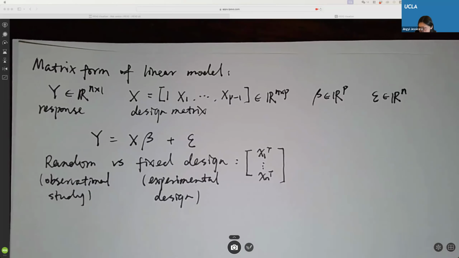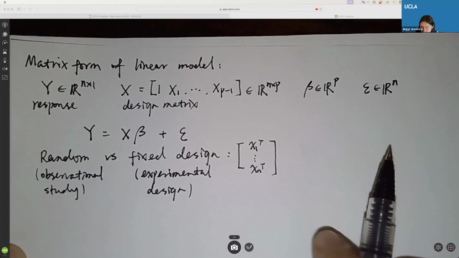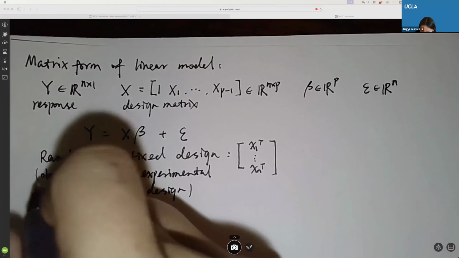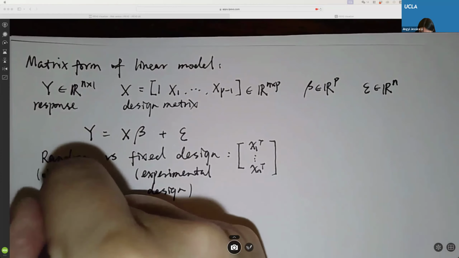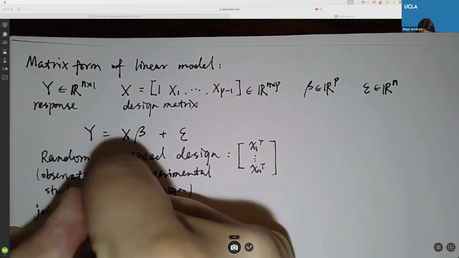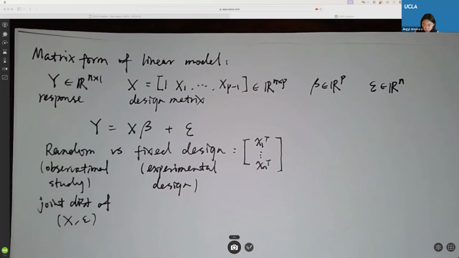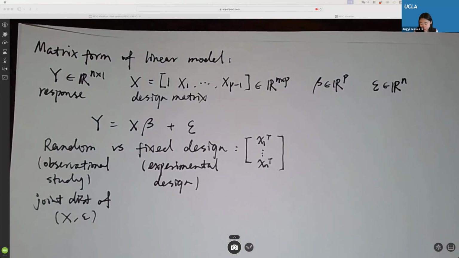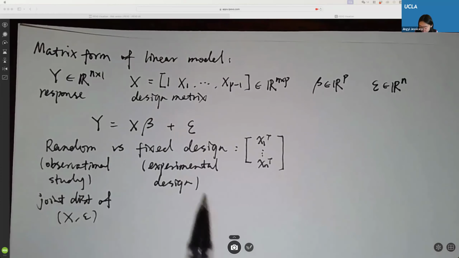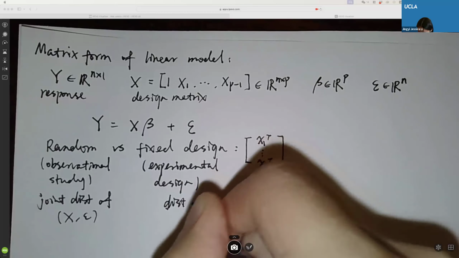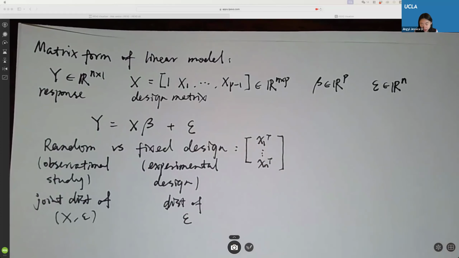So if we use the terminology of random variables or random vectors, in the random design, we would need the joint distribution of X and epsilon. So if we want to write about the likelihood, for example, we need to be based on the joint distribution of X and epsilon. But for the fixed design, it is only the distribution of epsilon, because epsilon is the only random vector in the whole model. So that's the big difference.